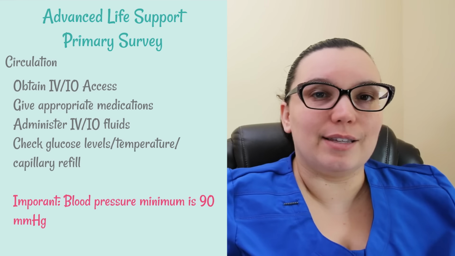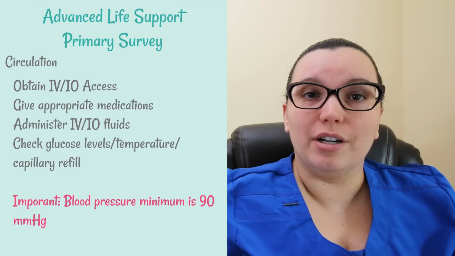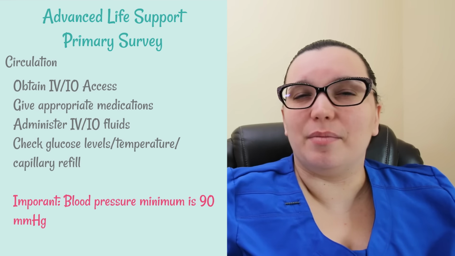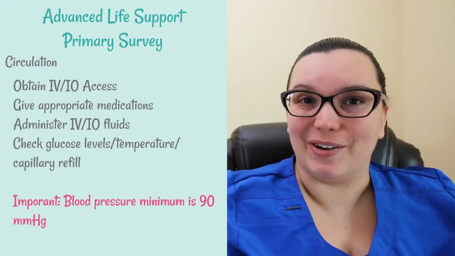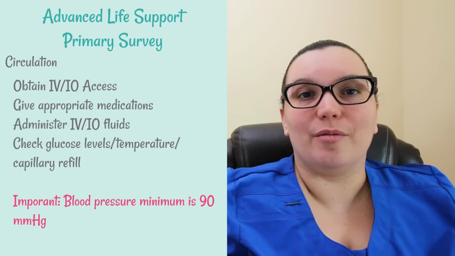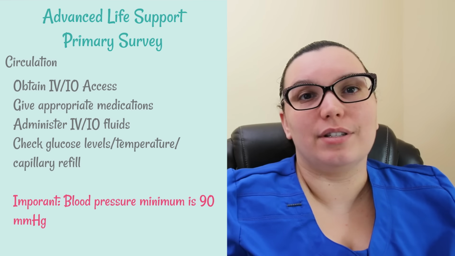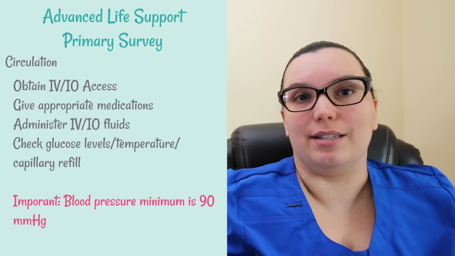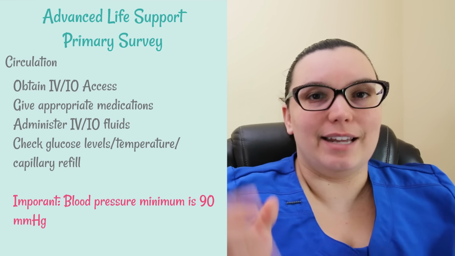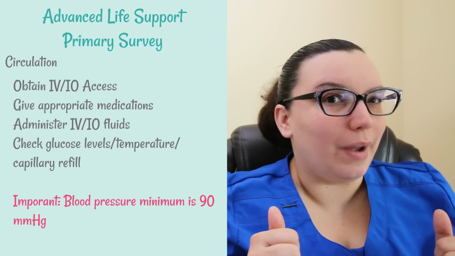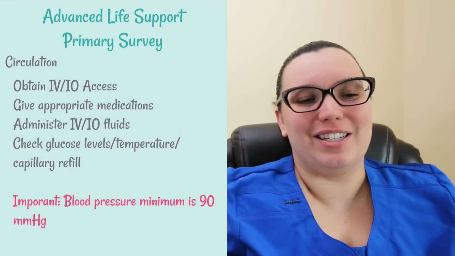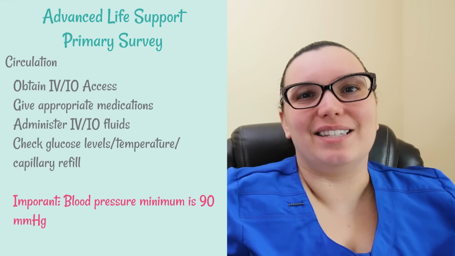And another thing as well is regarding blood pressure. Blood pressure should always be at a minimum of 90 millimeters of mercury. That is the standard in regards to post-resuscitation efforts as well as during resuscitation. So make sure that is a big key thing that will most likely be on your test. Wink, wink. You want to make sure that blood pressure is a minimum of 90 systolic.